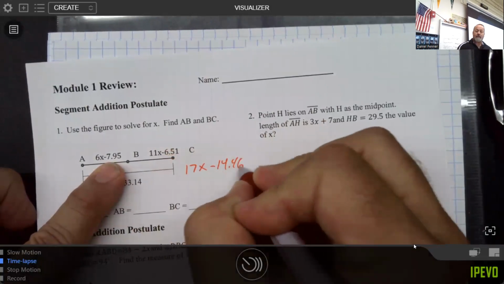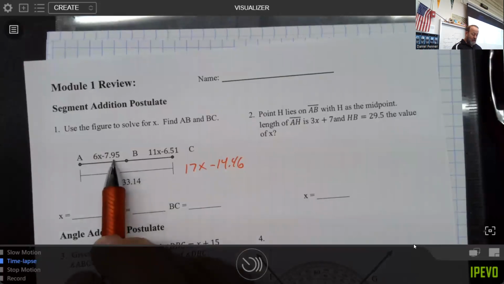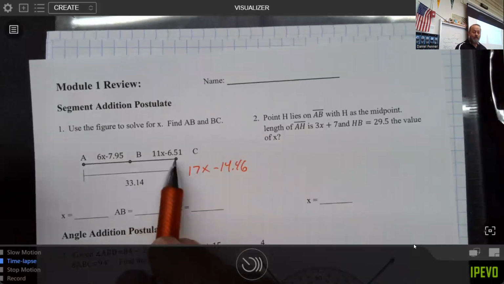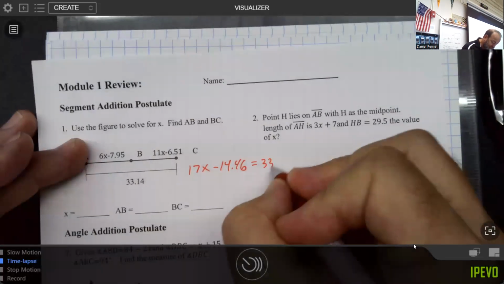Now, this bothers some people because of the addition of negatives, but remember, if you owed $7 or almost $8, and then you borrowed more money, your debt is going to get worse. So remember, you're actually adding those two numbers together in a negative way. So 7.95 plus 6.5y is 14.46, but then that's a negative. And of course, that answer is equal to 33.14.